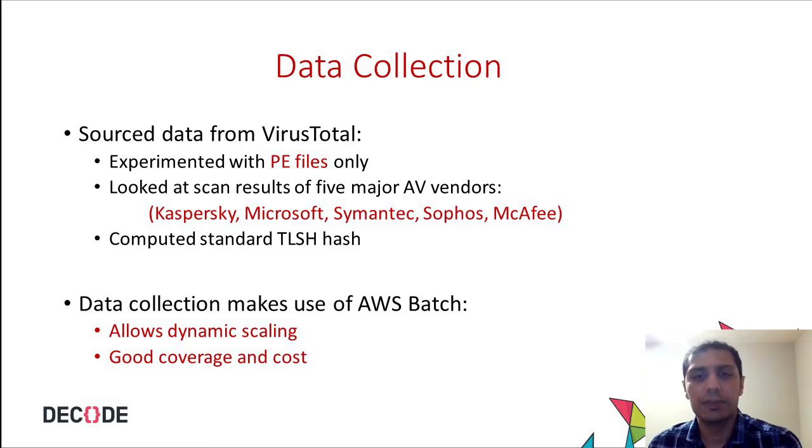The data collection makes use of AWS Batch. One problem we encountered with collecting VirusTotal feeds was that the load varies quite a lot. By making use of a static allocation of resources, we would end up wasting a lot of resources. So we moved to AWS Batch, which allows for dynamic scaling and good coverage. We ended up with 99.9% coverage, and the cost was also reasonable, less than $1,000 per month.